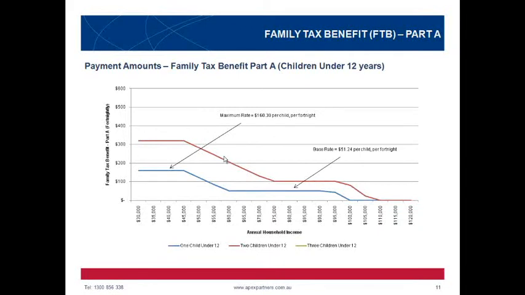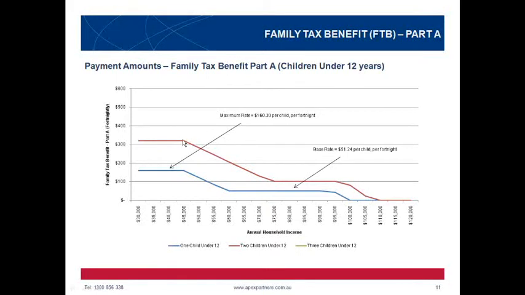Now I'll throw up another line on the same chart. The red line is two children under 12. The maximum rate is $160.30 per child per fortnight, so with two children it's effectively double the maximum rate. The base rate, again, is double for the extra child. What changes the more children you have is the taper rate, the rate at which these sections of the chart start to decrease.